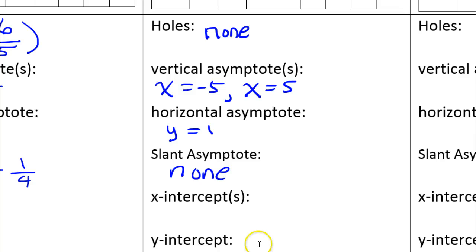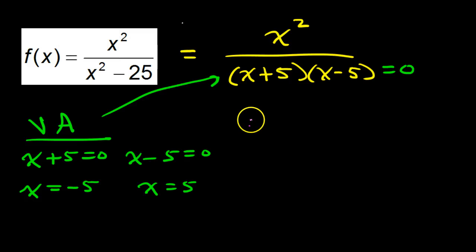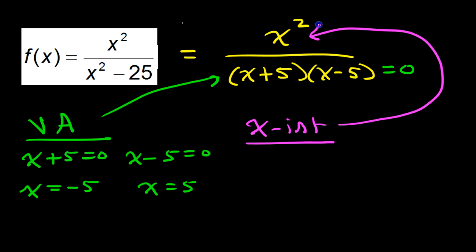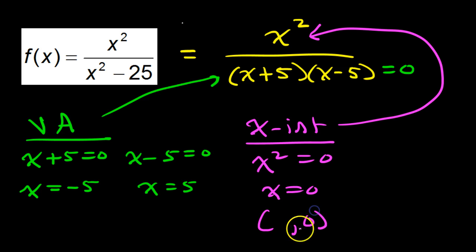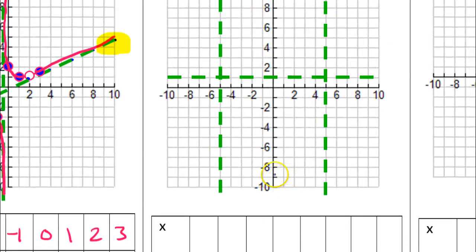X-intercepts. For the x-intercept, you set the numerator equal to 0. So if I set x squared equal to 0, if I take the square root of both sides, I get x equals 0. That means my x-intercept, which is always something comma 0, in this case it's going to be 0 comma 0. So my x-intercept will be 0 comma 0, and we should go ahead and graph that point.